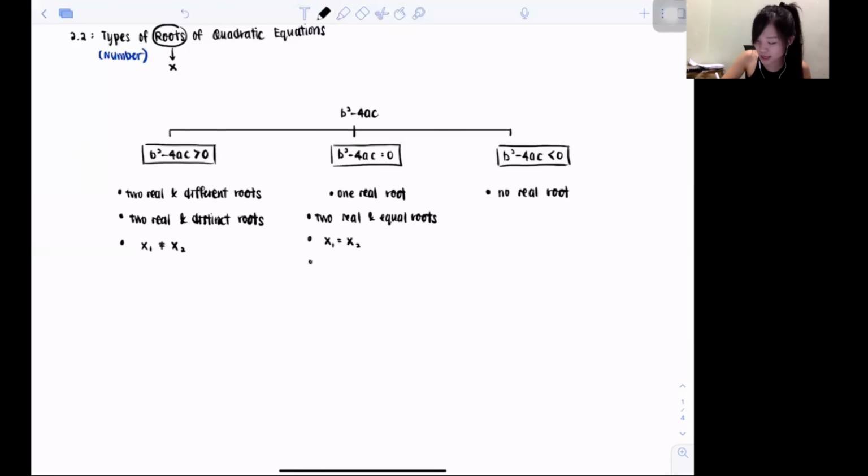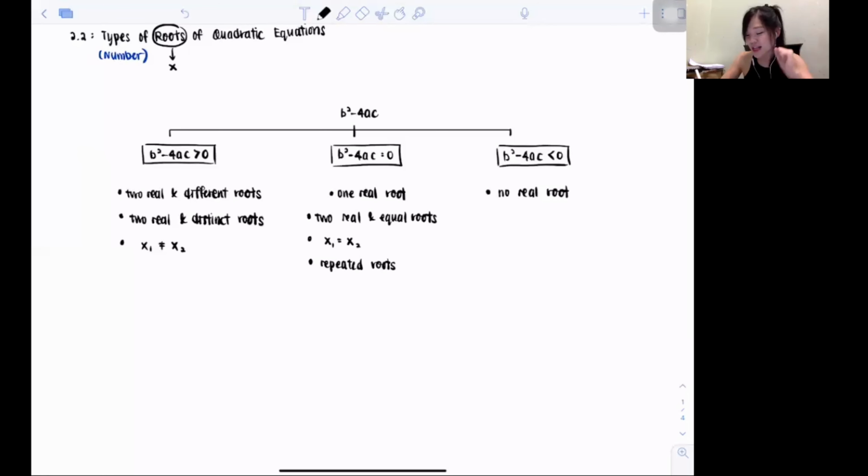Or maybe they will say repeated roots. I think you guys also understand because it's the same meaning, my dear. Repeated roots. Roots means the x. Repeated means this x and this x. Repeat means what? Same. Same means what? Only one. Only one means what? One real root. One real root means what? b squared minus 4ac equals 0.